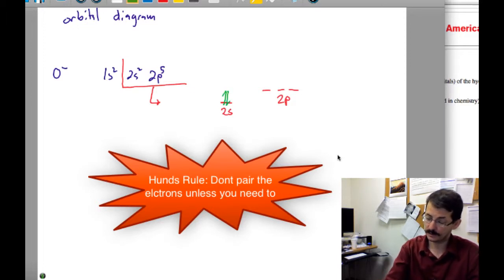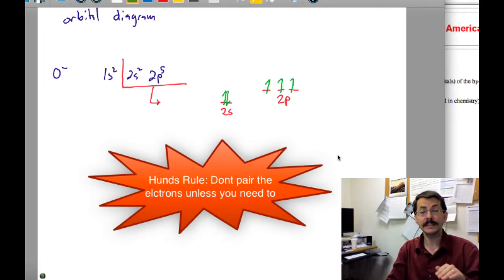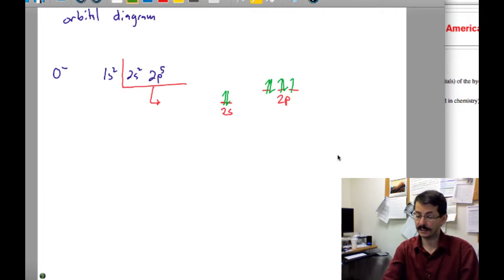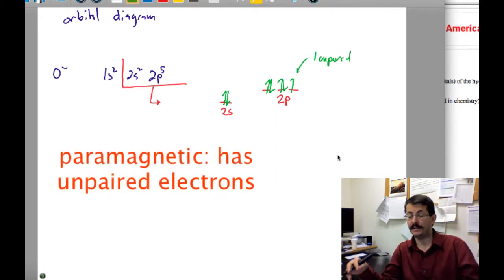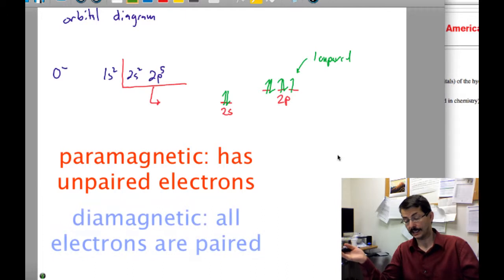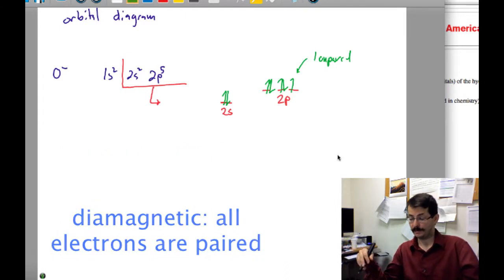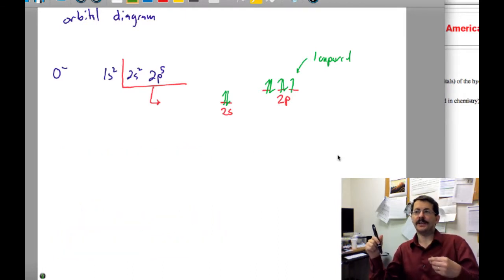1s, 2. 2p, 1, 2, 3, 4, 5. And so, again, notice, we fill the orbitals singly before pairing. This is called Hund's rule. We don't pair them up unless we have to. And then we put the last 2 electrons in, pairing them, leaving 1 unpaired electron, which we could then say is a paramagnetic compound having unpaired electrons, whereas diamagnetic compounds have all of their electrons paired. So that is the how.